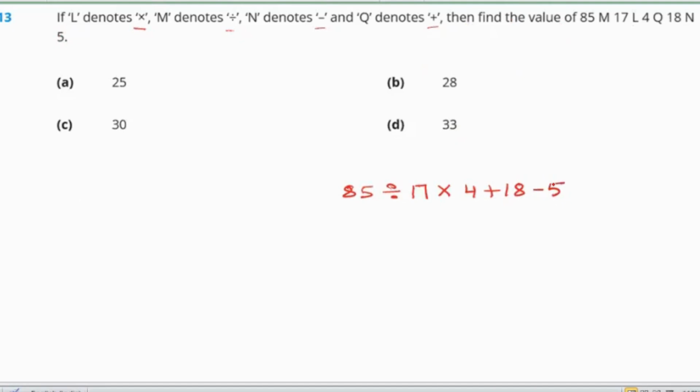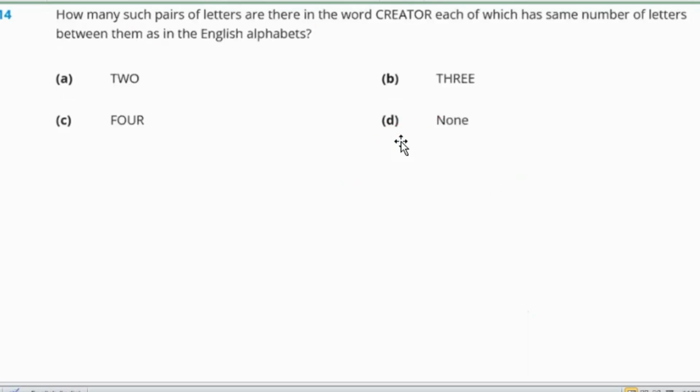When we solve it, here there is no need to apply BODMAS because the order is already given in the sequence. So first we will divide 85 by 17. We are getting 5. Then we will multiply it by 4, we will get 20. Then 20 plus 18, we will get 38. 38 minus 5, we will get 33. So option D, which is 33, should be our correct answer. Understood? Okay, let's move on.